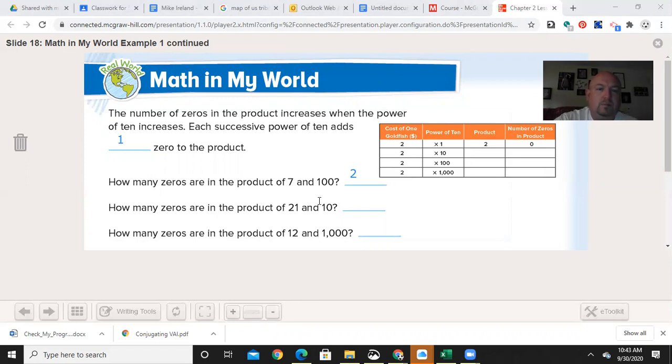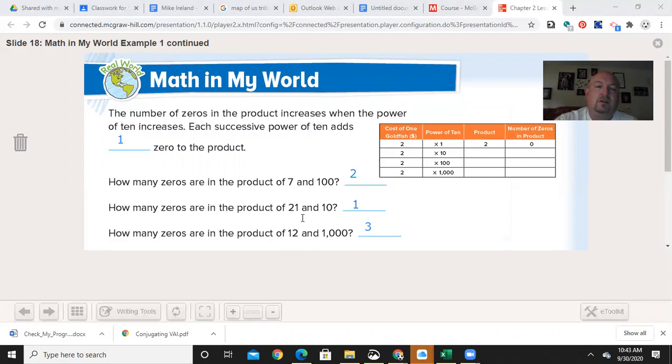How many zeros are in the product of 21 and 10? Let's count them. 1. So then I would say 1. And the next one, how many zeros are in the product of 12 and 1,000? 1, 2, 3. There we go. And it doesn't matter if the 0 was over here, we would still count it. We count all the zeros because in essence, if this had been 120, that's 12 times 10. And using the commutative property of multiplication, we can move things around.